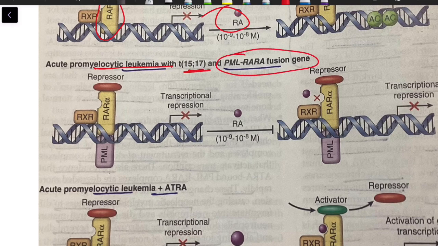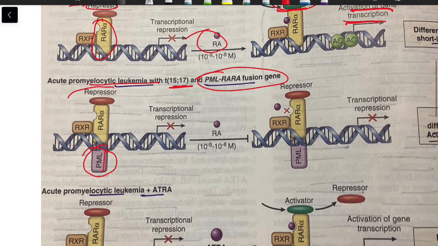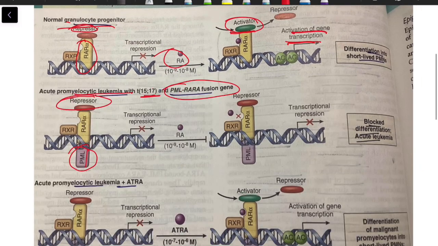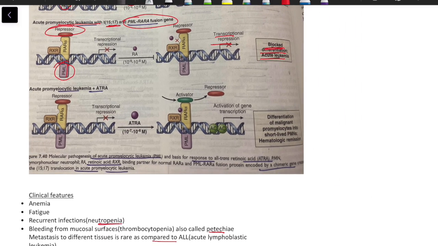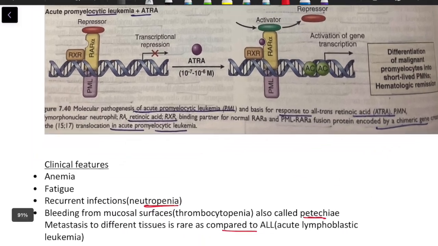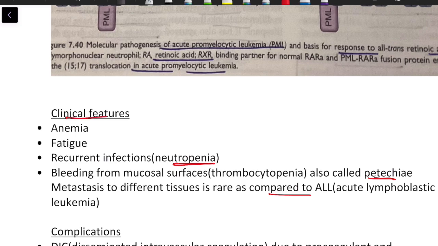But in acute promyelocytic leukemia, this translocation leads to formation of a fusion gene, which is also called the PML-RAR alpha fusion gene. As you can see here, this extra protein has been attached, so this strongly binds the repressor even after binding retinoic acid. This leads to transcriptional repression, which ultimately leads to the accumulation of these myeloid blasts, and this leads to acute leukemia.